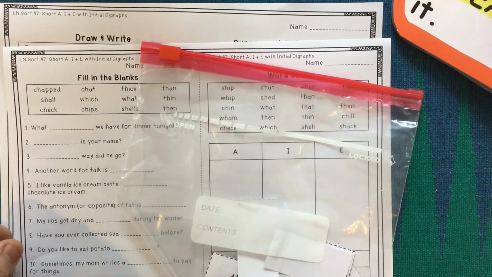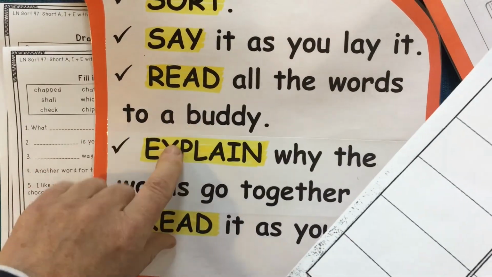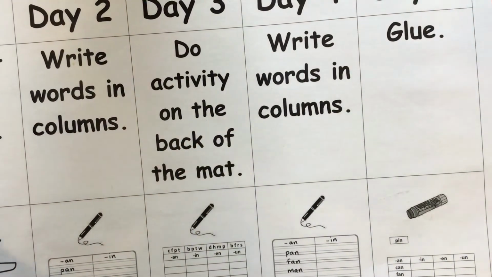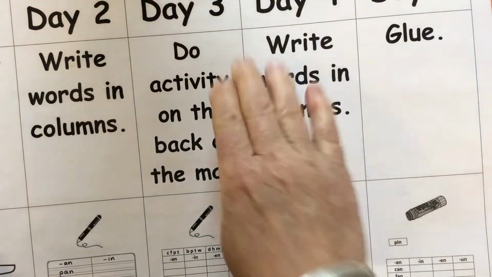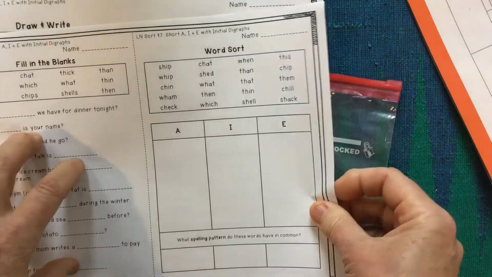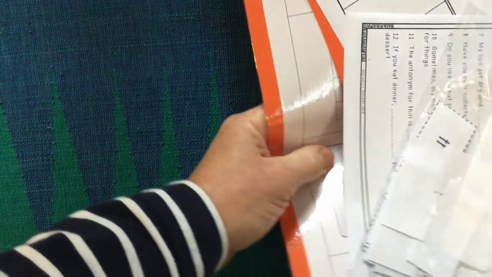So basically, for word study, every day your child is sorting on the mat, saying it as they lay it, and reading the words to a buddy, explaining why. Then, for the writing portion of the activity, they write in columns, do the activity on the back of the mat, something like this, write in columns again, and then additionally they would be doing these as you see fit, okay? So I hope you enjoy using these materials. I think they're really useful to encourage real automaticity in the reading, writing, and spelling of these words.